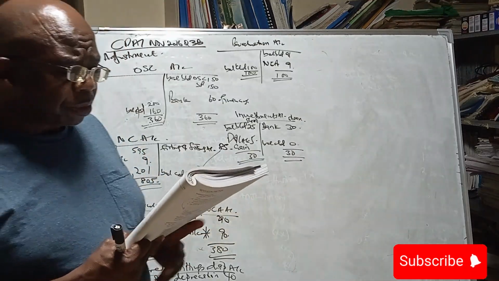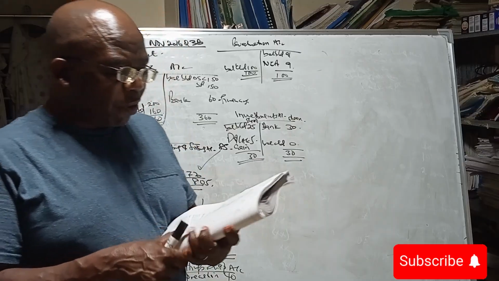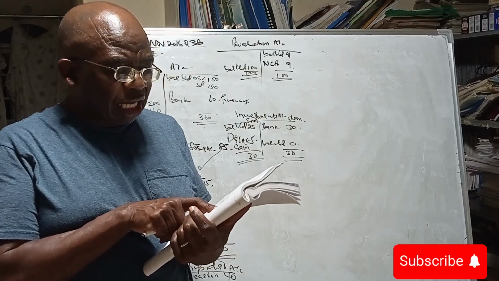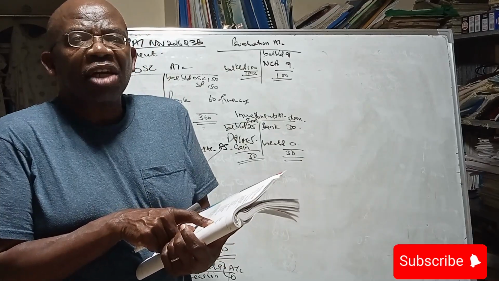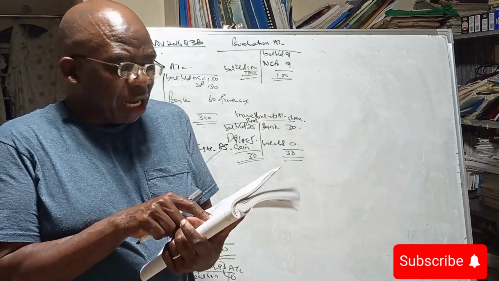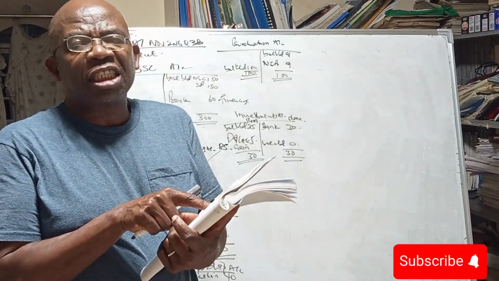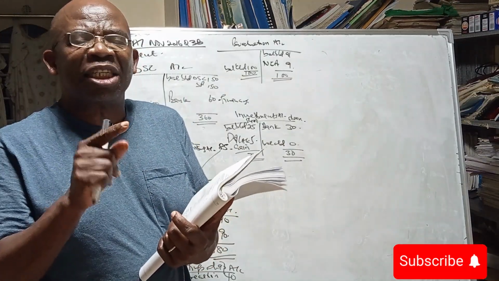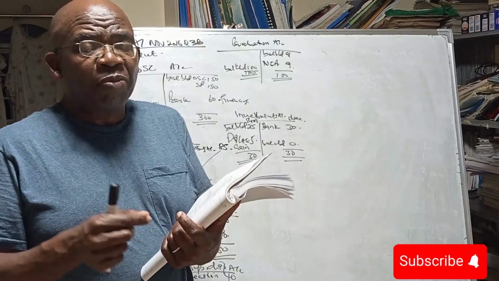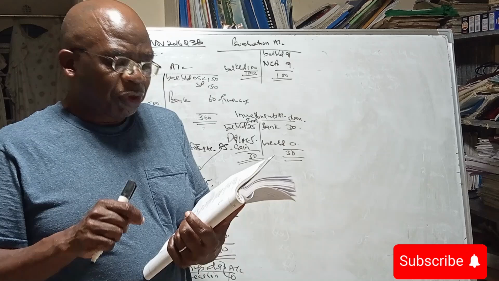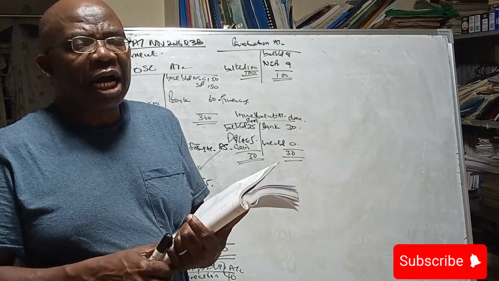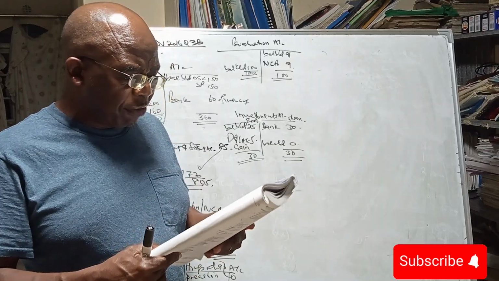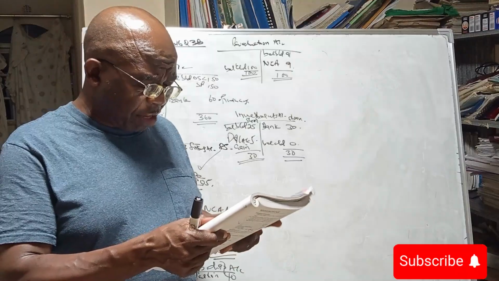I repeat again. If our question did not have short-term investment, we would automatically know that the interest income is coming from long-term investment, the non-current investments. And anything non-current goes to investing activities. Therefore, it will be shown as a cash inflow through the investing activities.